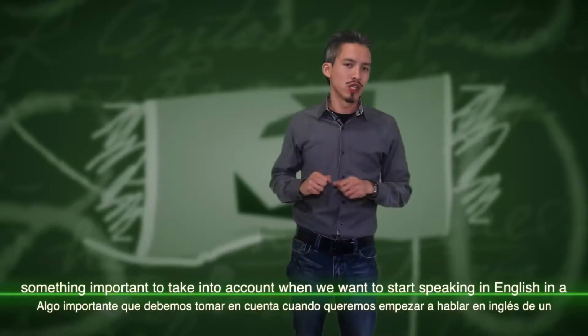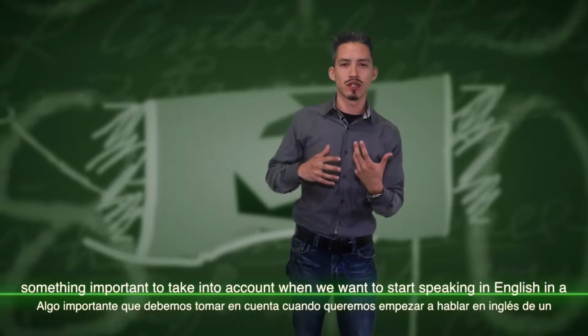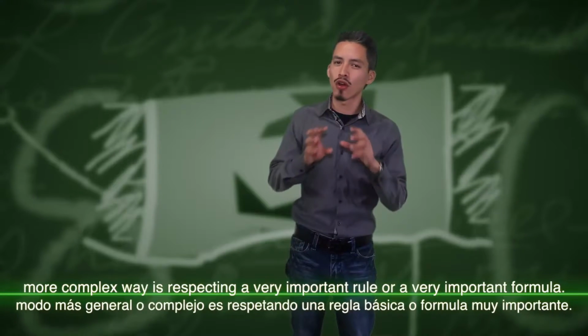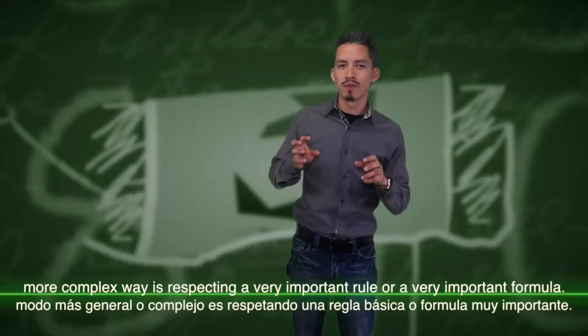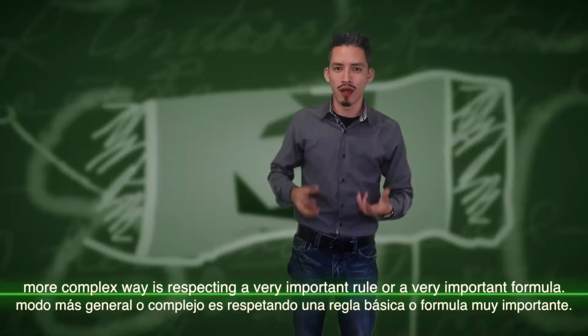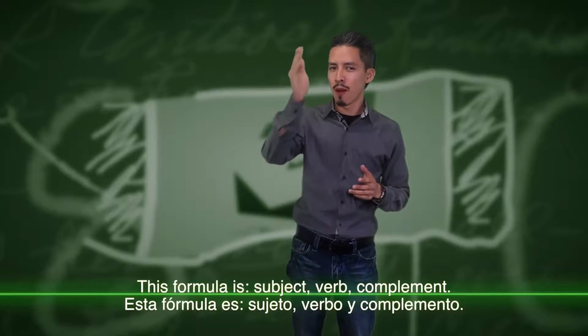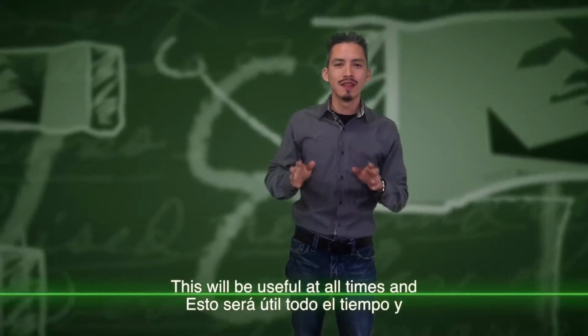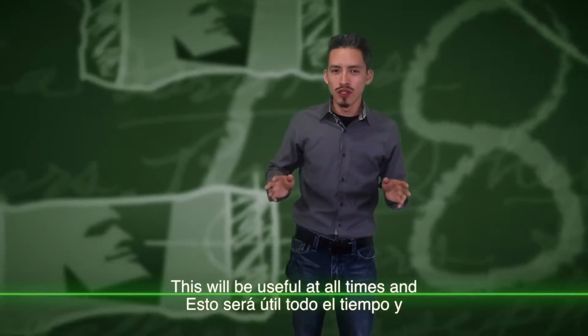Something important to take into account when we want to start speaking in English in a more complex way is respecting a very important rule, or a very important formula. This formula is subject, verb, complement. This will be useful at all times.